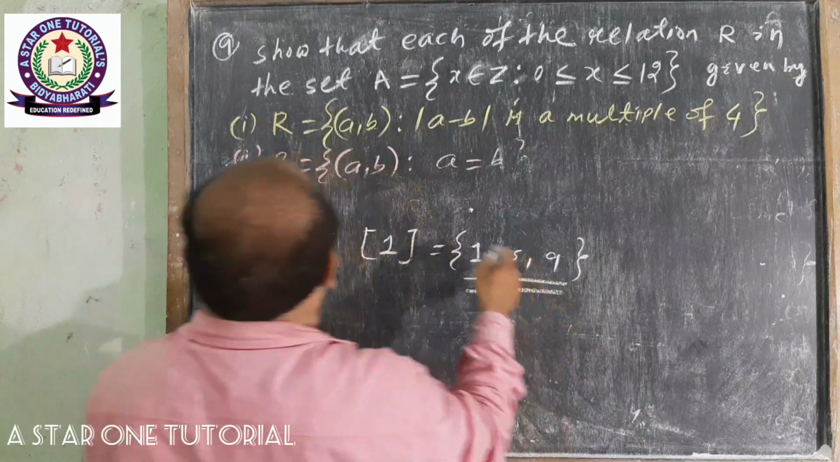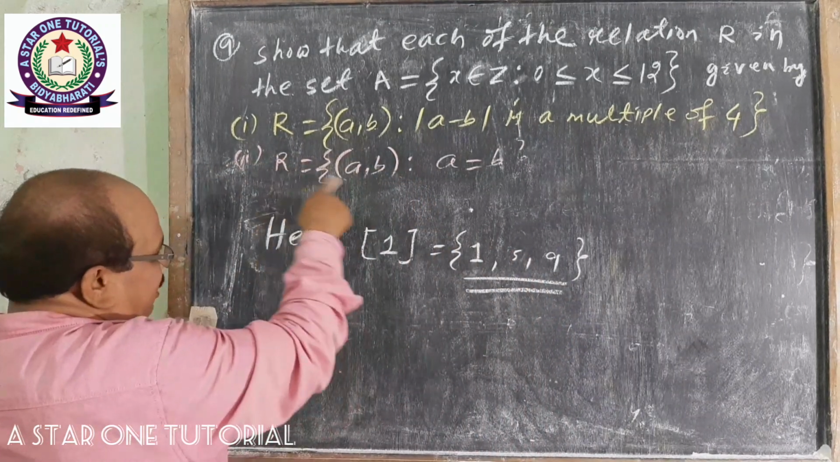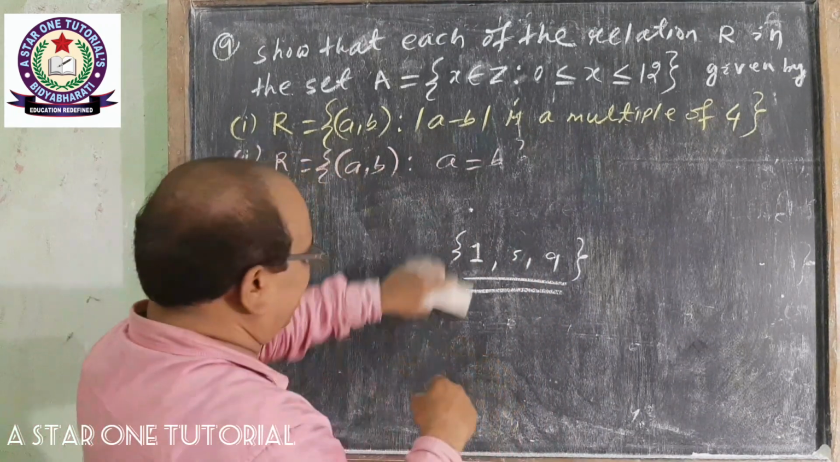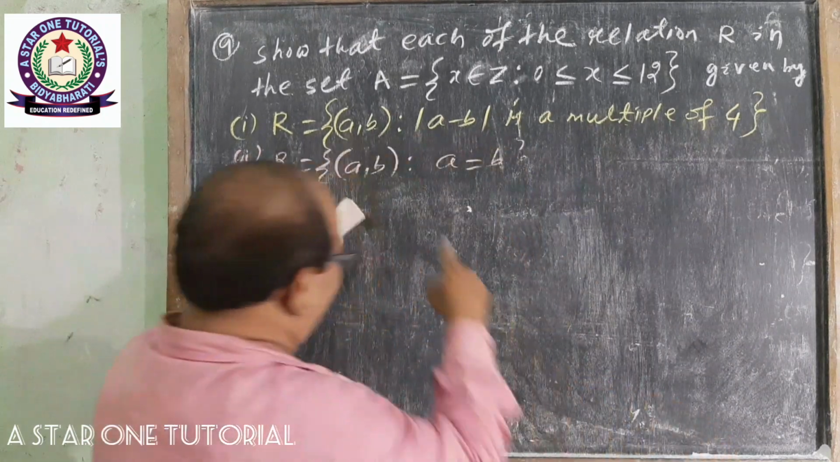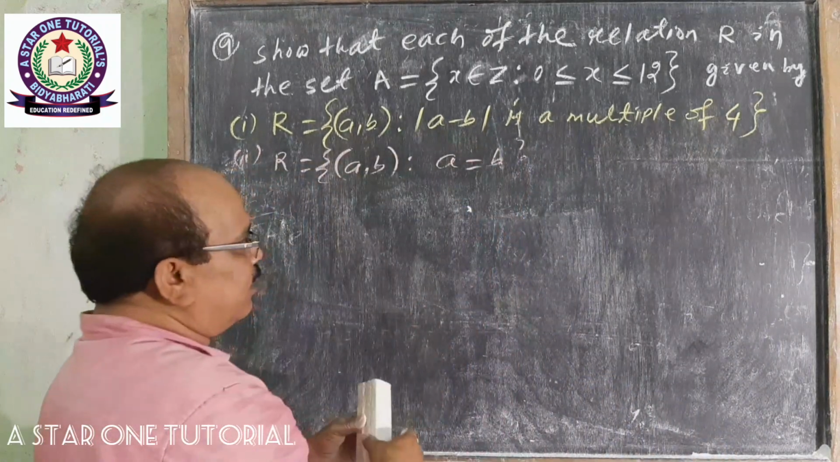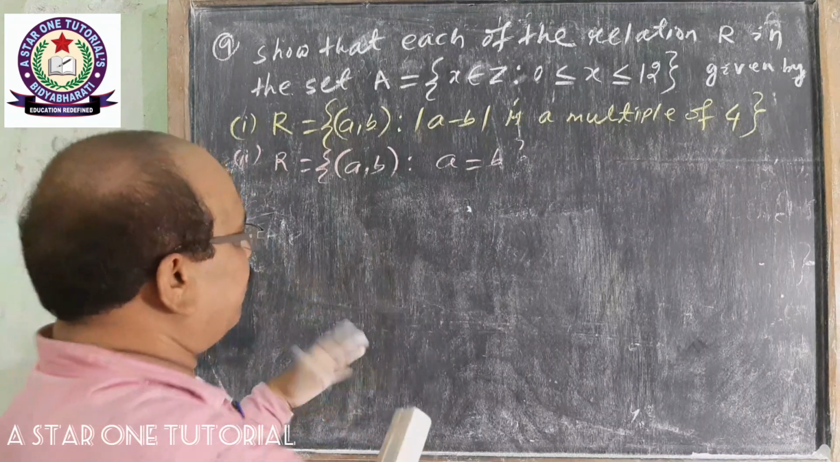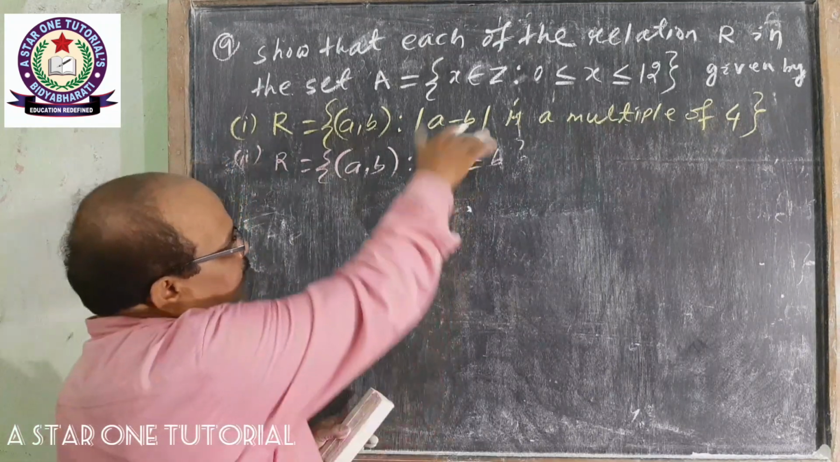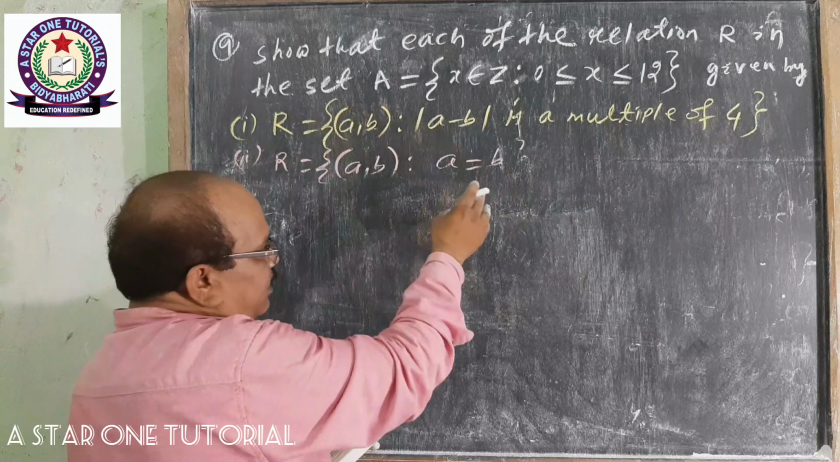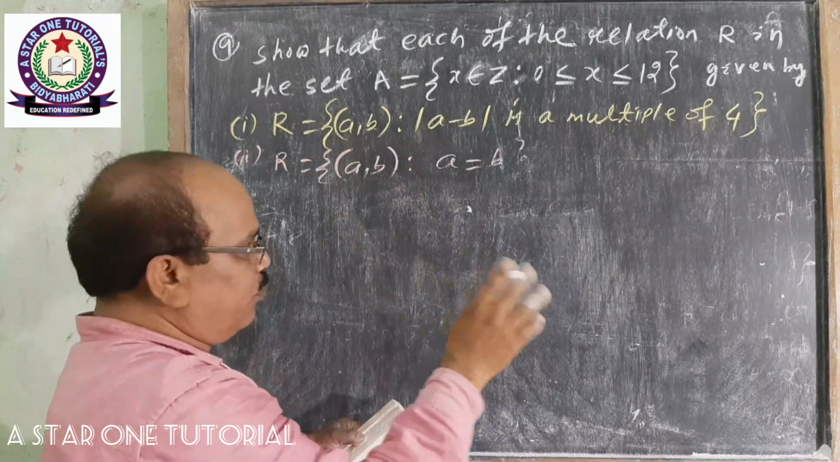Then come to the second question. R is equal to the ordered pairs (a, b) such that a is equal to b, and this relation is very simple. You can solve this question by yourself. So try yourself. This is very similar to that one. It is very easy. You can easily solve. Okay, thank you.